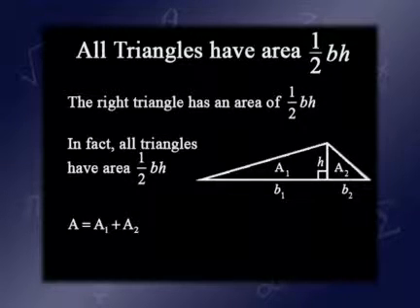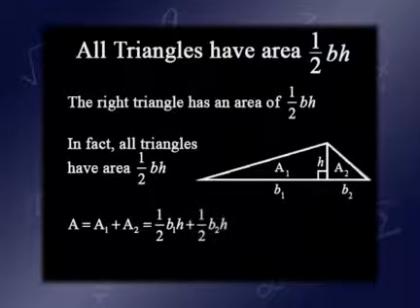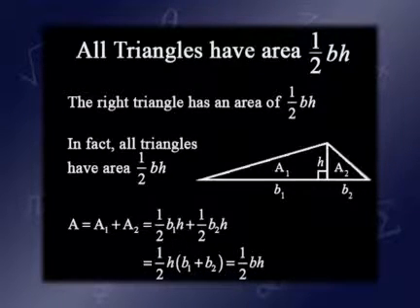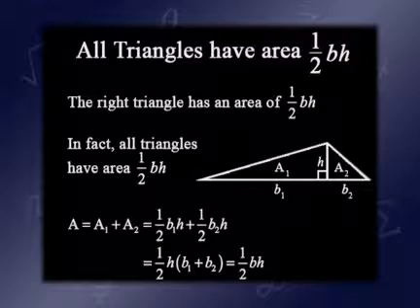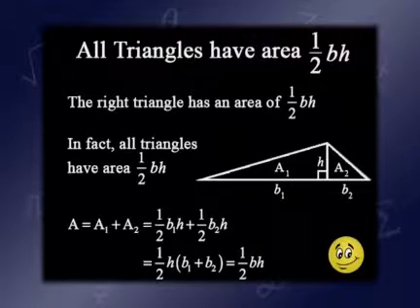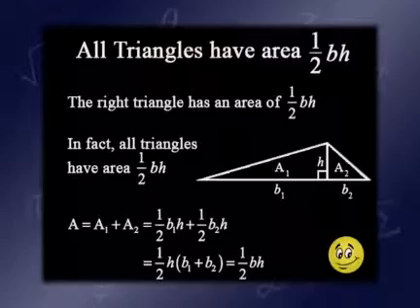Now if we split the base into two parts, one part of length B1 and the other of length B2, then the area of the left triangle is 1/2 B1 times h. And the area of the triangle on the right will have area 1/2 B2 times h. Therefore, the total area is 1/2 B1h plus 1/2 B2h, and that's equal to 1/2 h times the quantity B1 plus B2. But B1 plus B2 was equal to B, the length of the original base. And so the total area of that triangle is 1/2 B times h.